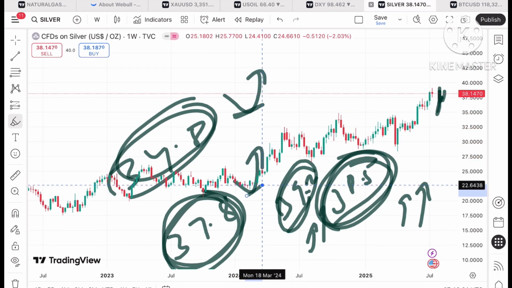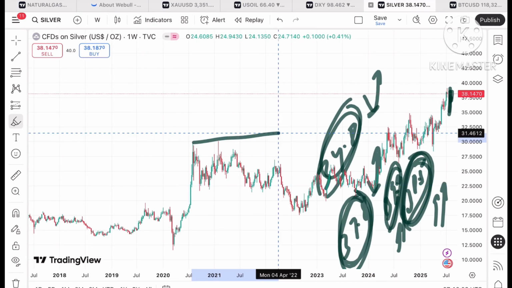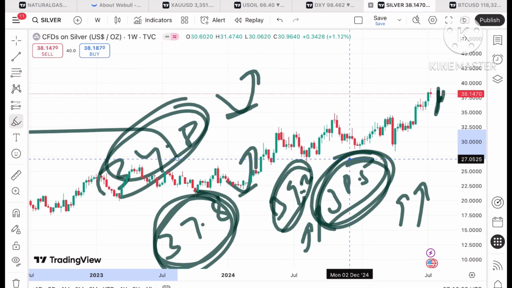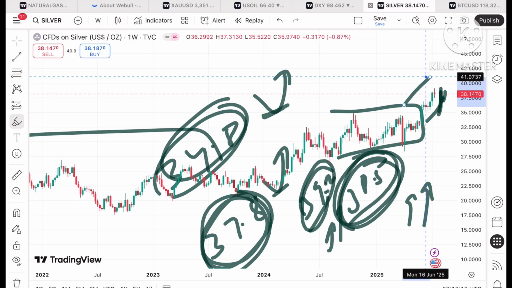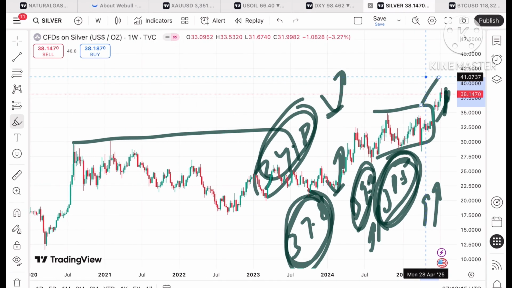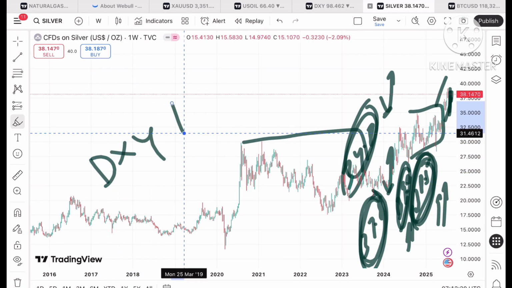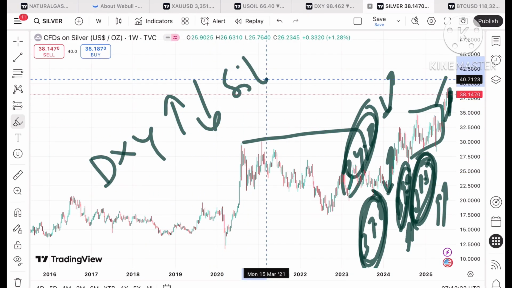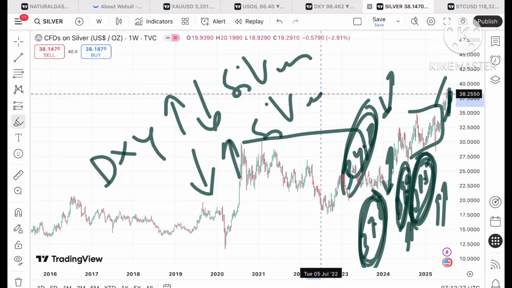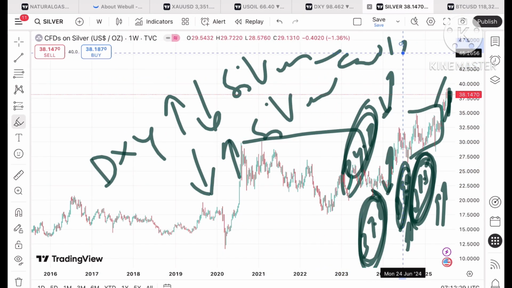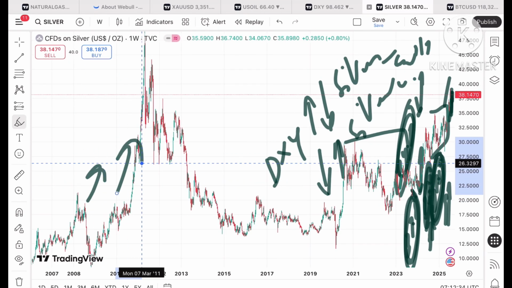If we look at this chart, it is mostly moving in a zone, but after this particular level we have seen a continuous upside. The price of silver depends on a lot of factors, one of which is the dollar index. When the dollar index rises, we see the price of silver come down, and when the dollar index moves down, we see the silver price go up. Along with gold, it moves the same way, but sometimes they both move in the same direction.